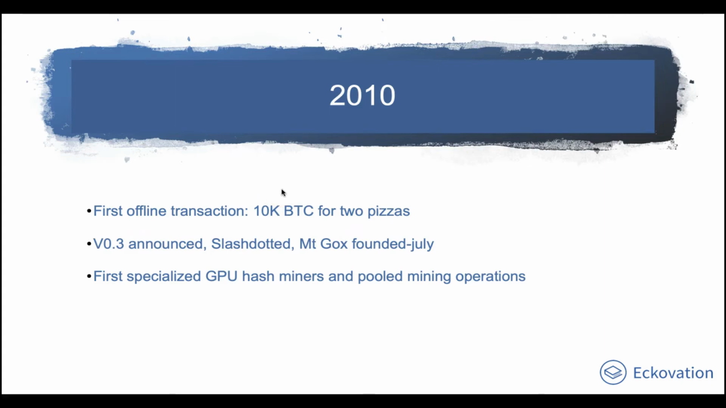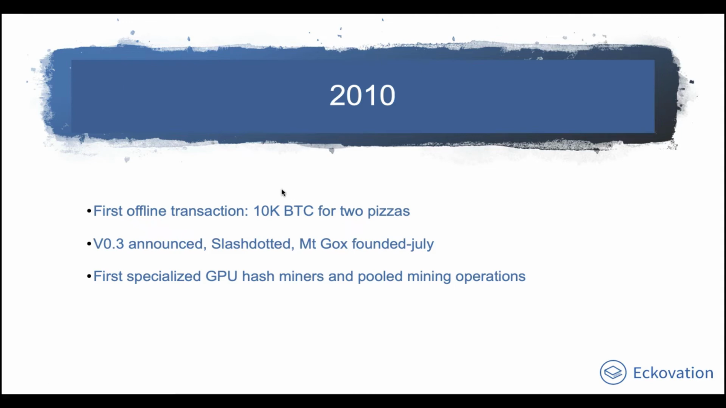Then we had Bitcoin exchanges where we could liquidate Bitcoin to US dollars. Mt. Gox was one of the first Bitcoin exchanges where you could execute such a transaction, converting Bitcoin to fiat currencies. Then came the first specialized GPU hash miners and pool mining operations. In Bitcoin, you might have heard about proof of work, where a miner performs an operation called proof of work. We have specialized machines for such an operation, called GPU hash miners. And participants in the Bitcoin network can also mine together in a team, which is called pool mining.